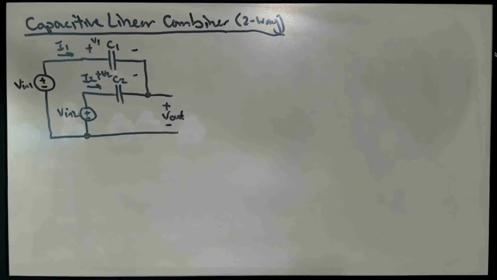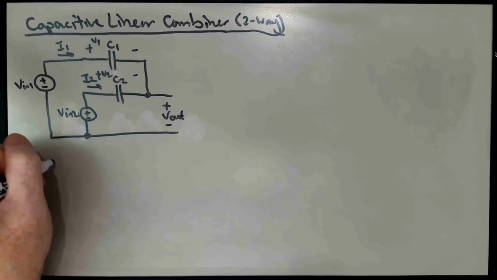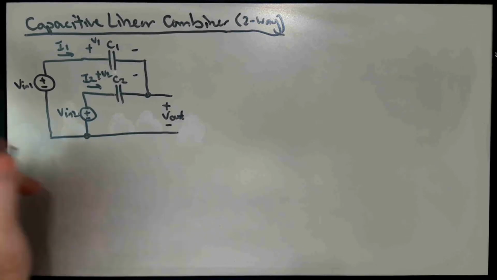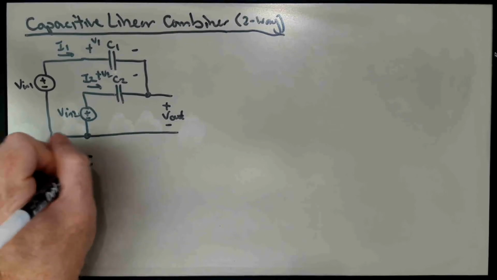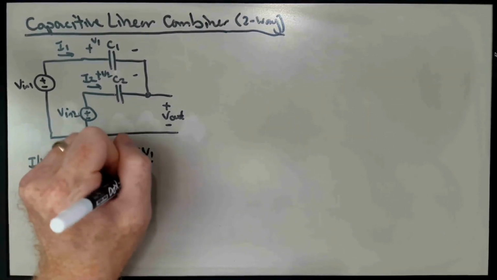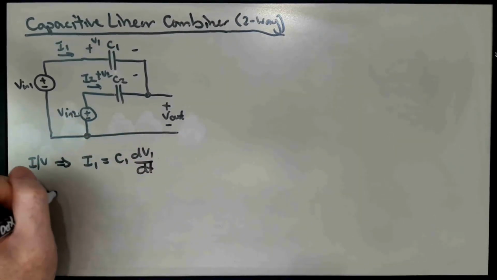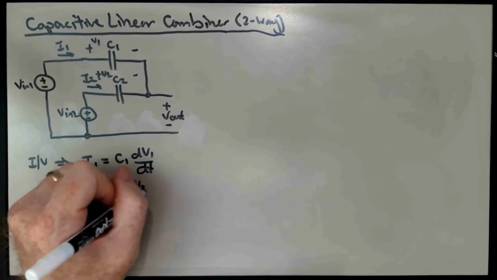And we'd like to know how does Vout relate to Vin1 and Vin2, which are presumably all functions of time. Okay? Well, what do we know about this situation? Well, we know that the IV relationship of the capacitors implies that I1 is equal to C1 times dV1/dt, and I2 is equal to C2 times dV2/dt.